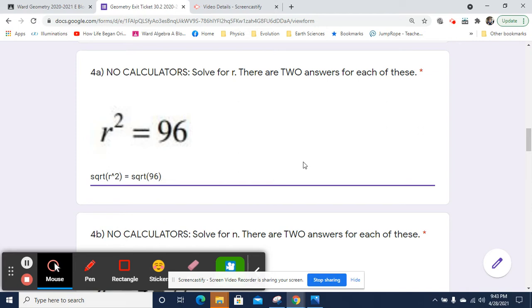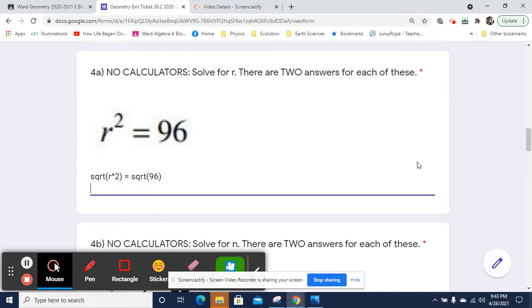Then we want to think about what factors we could get of 96. 96 itself is not a perfect square. However, let's deal with the r squared. The square root of r squared is r. And so the square root of 96, let's break it down into factors.